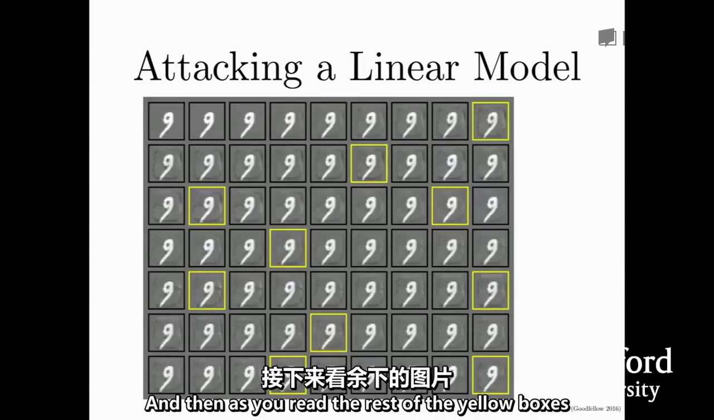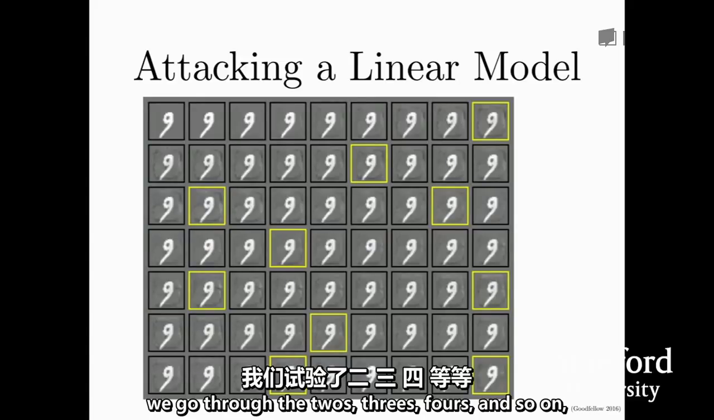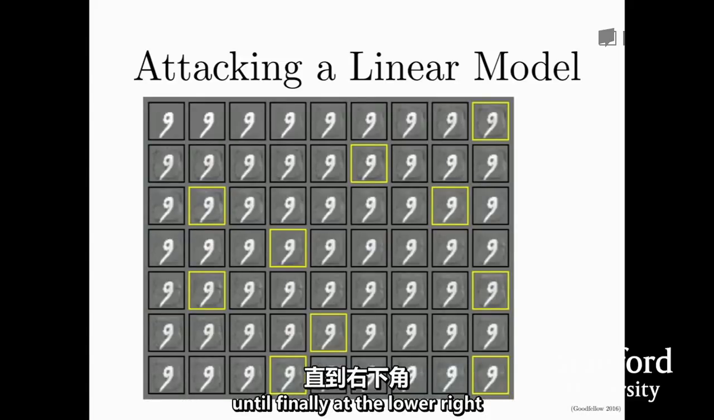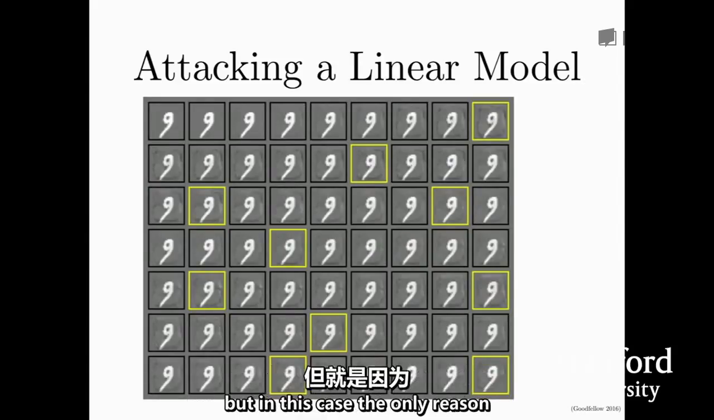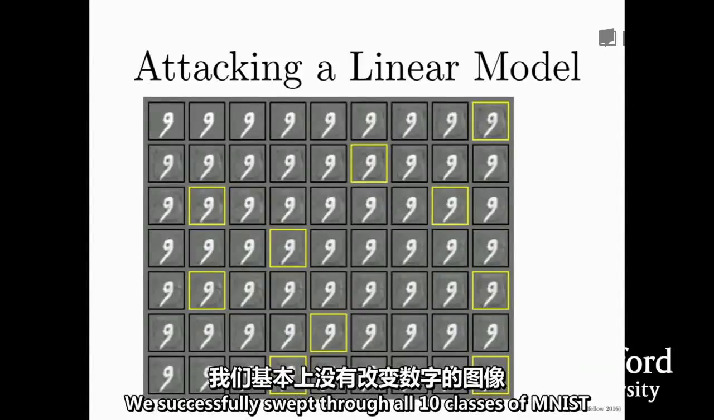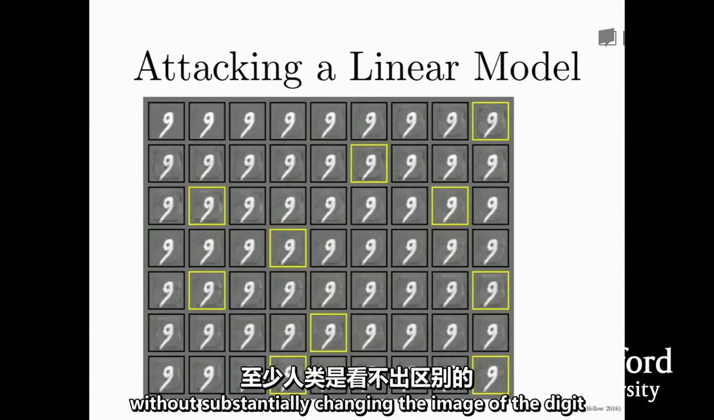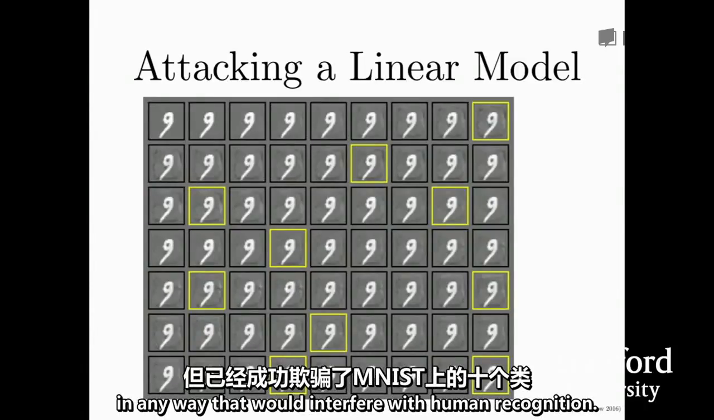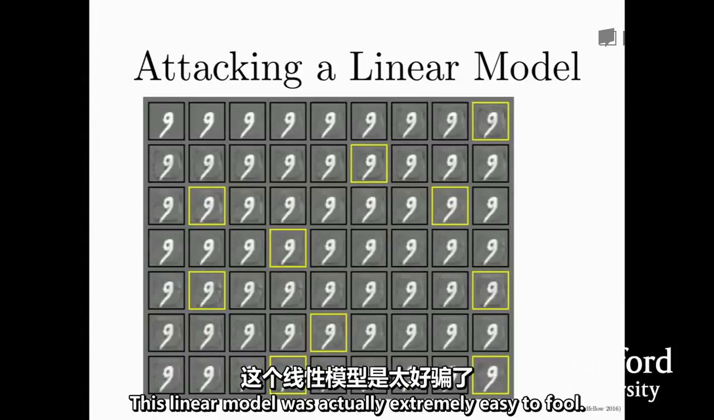And then as you read the rest of the yellow boxes left to right, top to bottom, we go through the 2s, 3s, 4s, and so on. Until finally at the lower right, we have a 9 that has a yellow box around it, and it actually looks like a 9. But in this case, the only reason it actually looks like a 9 is that we started the whole process with a 9. We successfully swept through all 10 classes of MNIST without substantially changing the image of the digit in any way that would interfere with human recognition. So this linear model was actually extremely easy to fool.